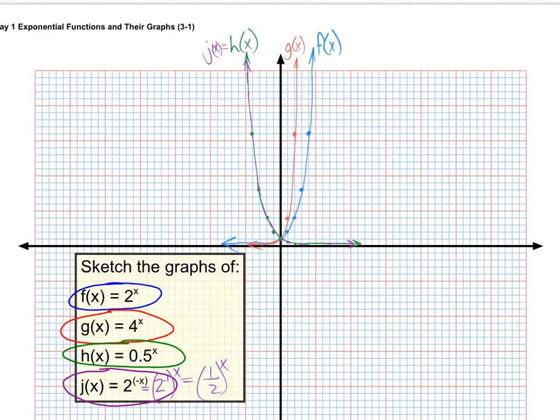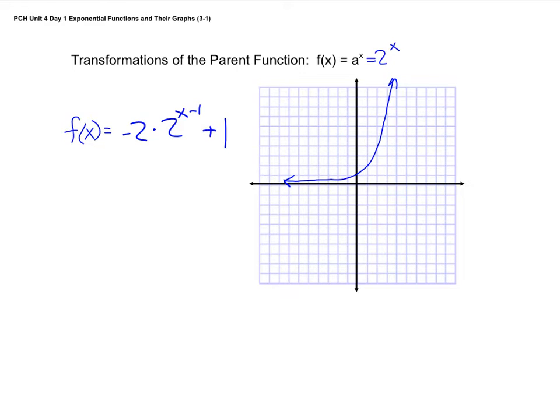Alright, so while we're on the topic of transformations, let's think about this one. Take a couple minutes here on your own, and we have the parent function 2 to the x already sketched for us. I want you to try to identify all the transformations in this function, and then we'll talk about graphing it. Let's identify the transformations first, and then I'll talk to you about how to graph some of these, because these are challenging to get all the transformations in and graph properly.